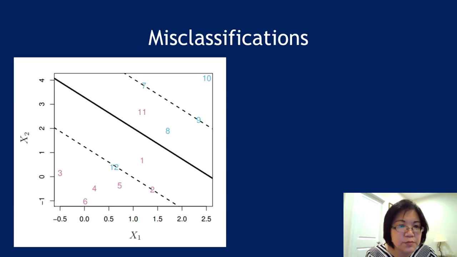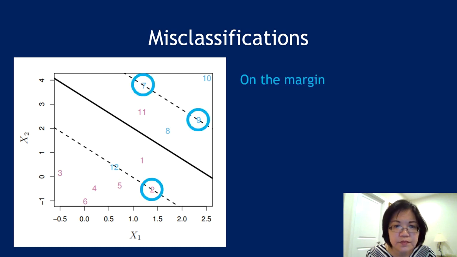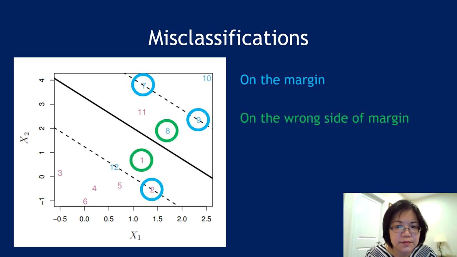Here is a support vector classifier. The solid line is the hyperplane. The dotted lines are the margins. And you can see this model actually has a bunch of data points in the margin, and there are actually some misclassifications as well. So let's take a look at them. On the margin, there are 3 dots that are right on the margin. There are also 2 values on the wrong side of the margin.